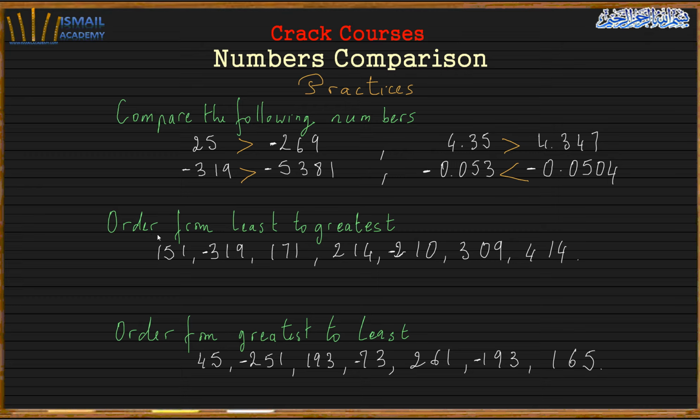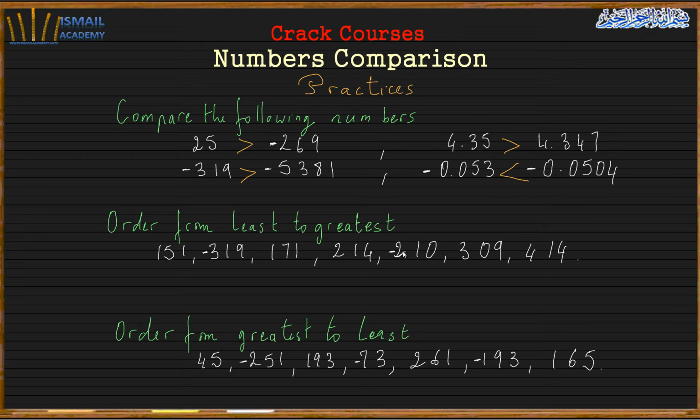Now they ask me to order from least to greatest. So what do I have? We have positive and negative mixed together. If they ask me from least to greatest, that means the negative always comes first. Why? Because we know that positive numbers are always greater than any negative number. So when we have a mixture of positive and negative, I start with the negative.